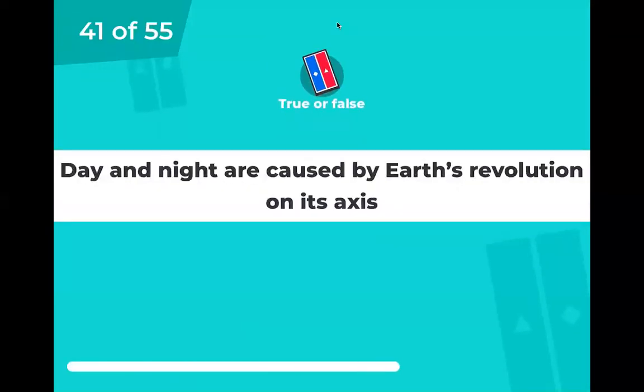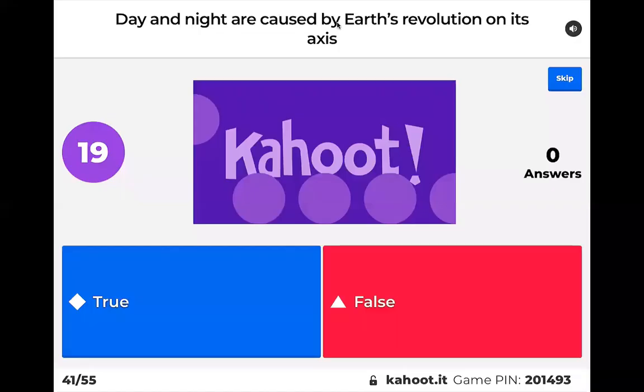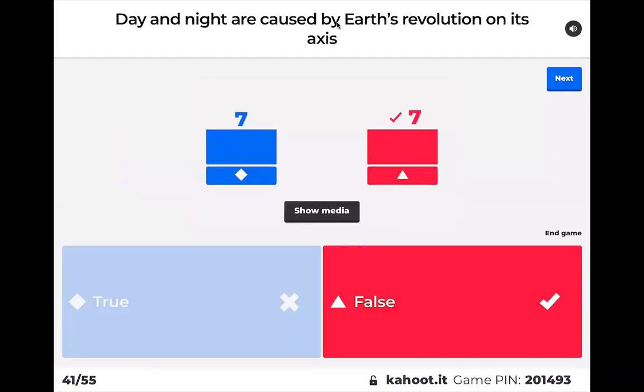Day and night are caused by Earth's revolution on its axis. True or false? Day and night are caused by Earth's revolution on its axis. It is false. Again, rotation would have been correct.